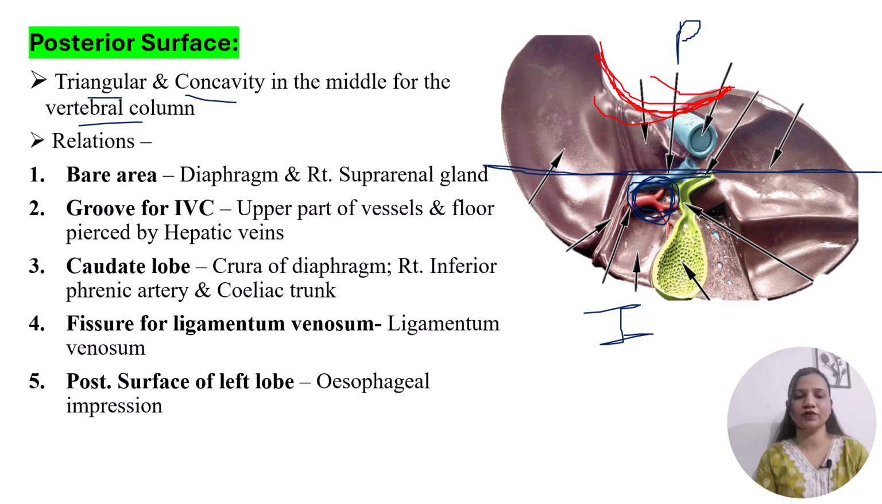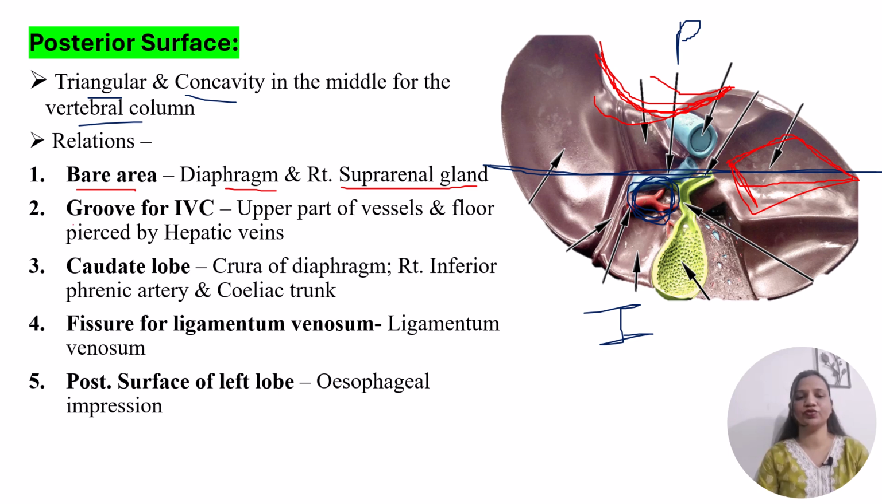The relations of this surface: the first one is the bare area. As we know, the bare area is present on the posterior surface. So this portion is the bare area of the liver, and the bare area is related with the diaphragm and right suprarenal gland. The diaphragm and right suprarenal gland are present on this bare area of the liver on the posterior surface.